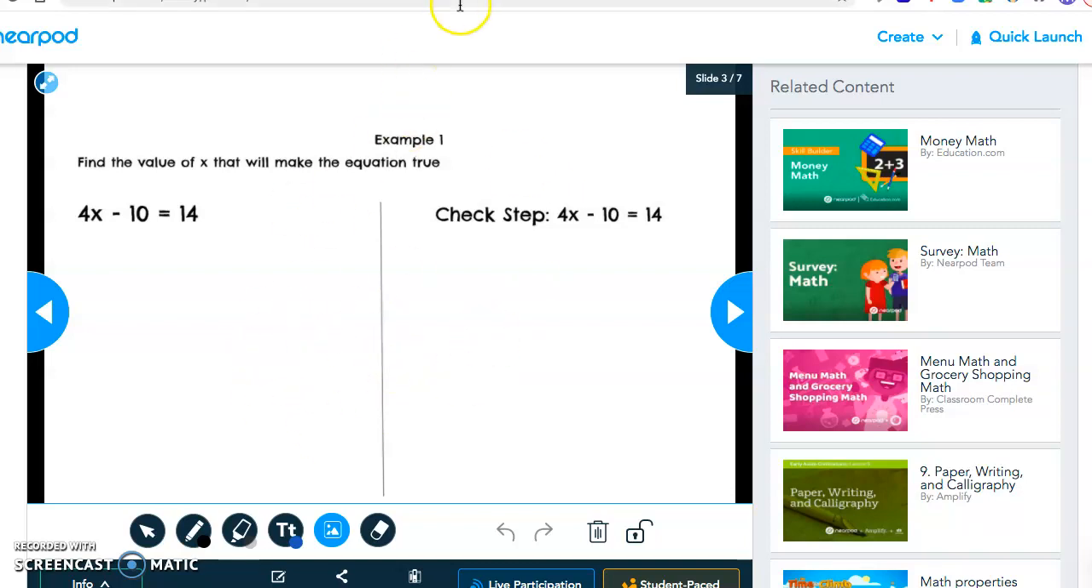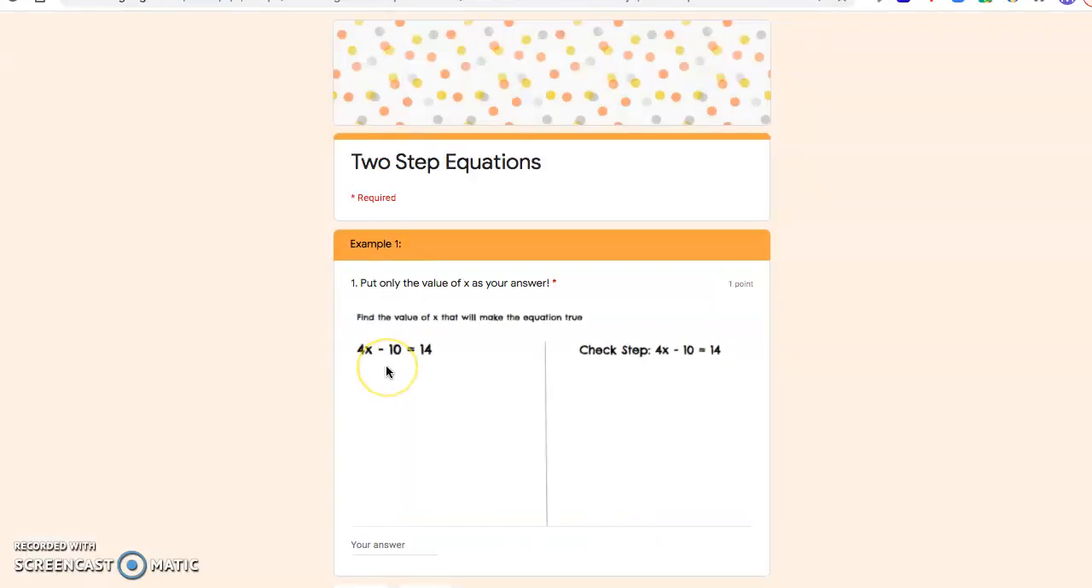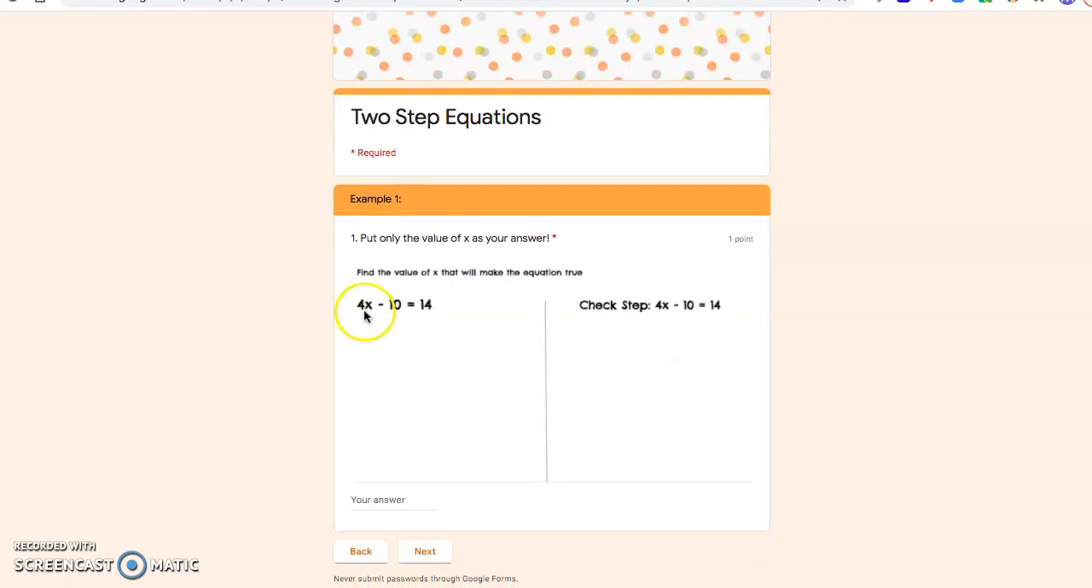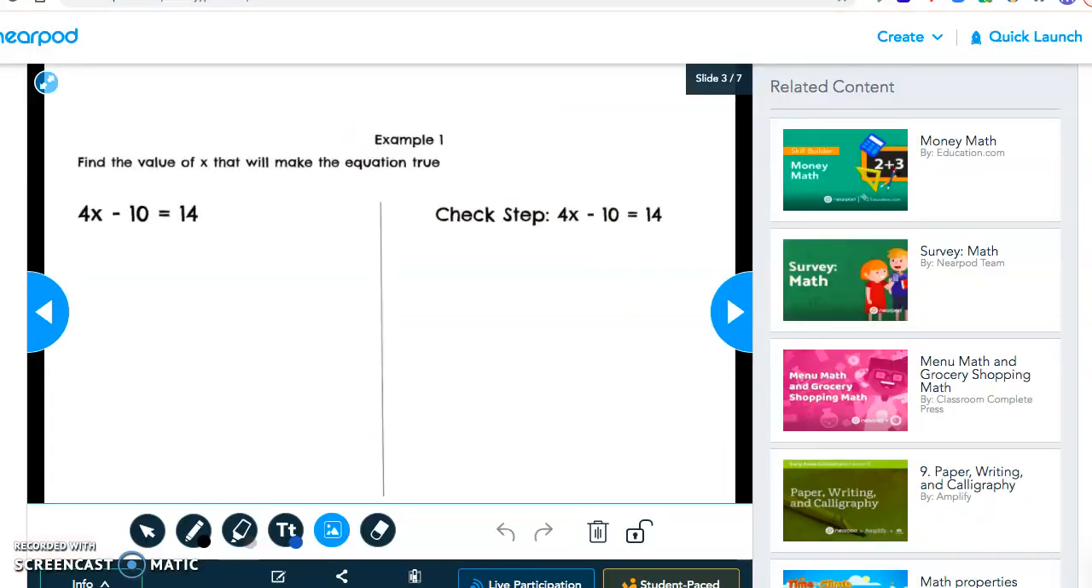Okay, so what we are going to do is go over two-step equations, and this is example 1. This says 4x minus 10 equals 14, and put the value of x as your answer. What that means is just write whatever number you get as the answer. So let's go over this. As we know, we have example 1, and the equation is 4x minus 10 equals 14.